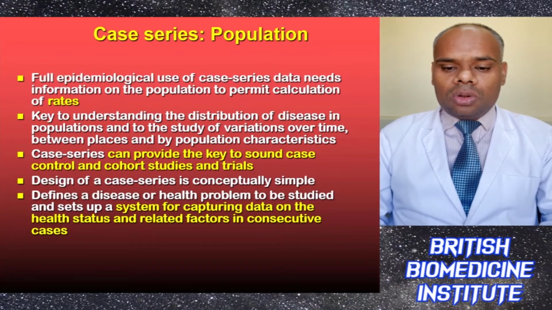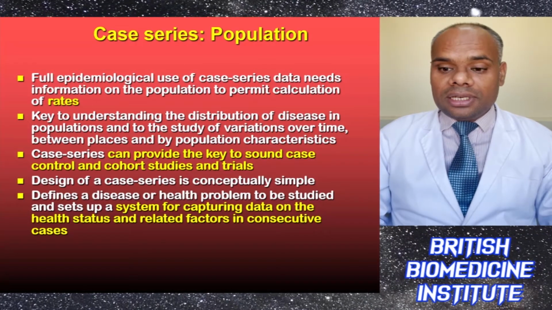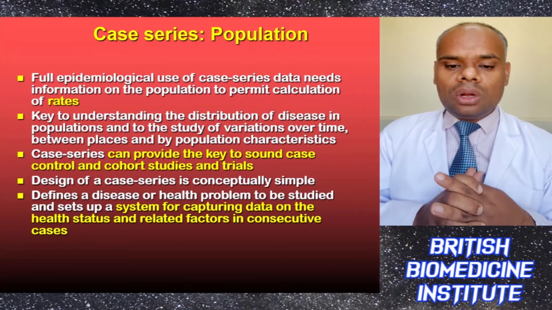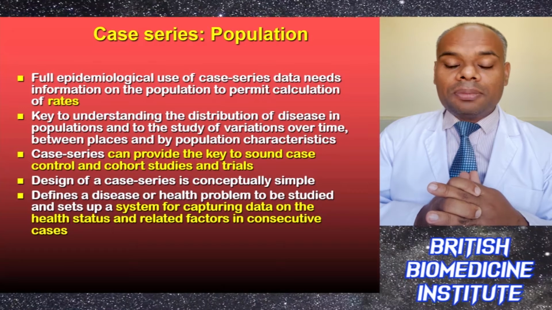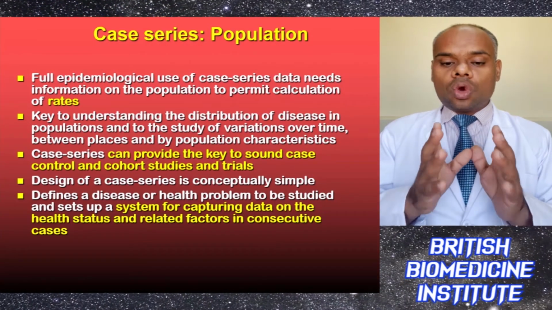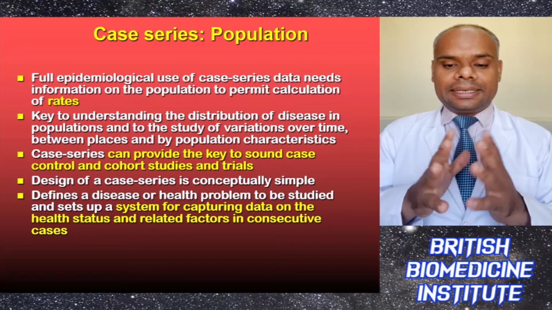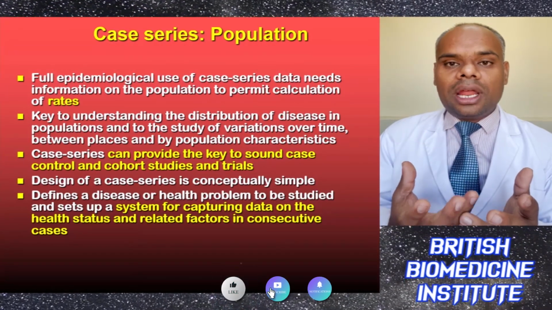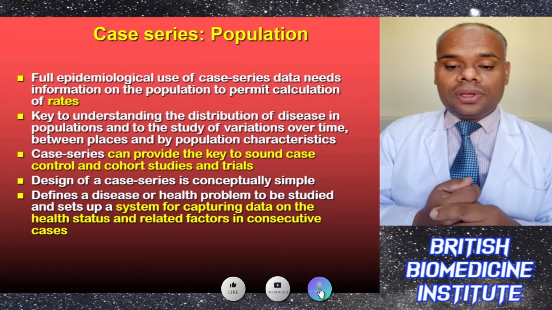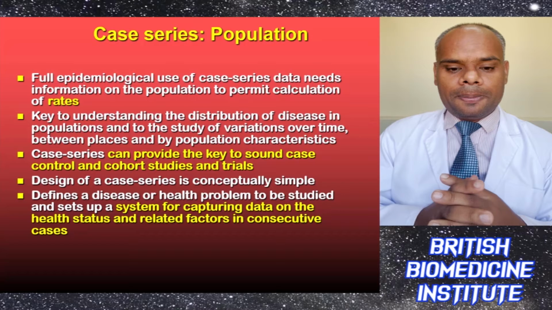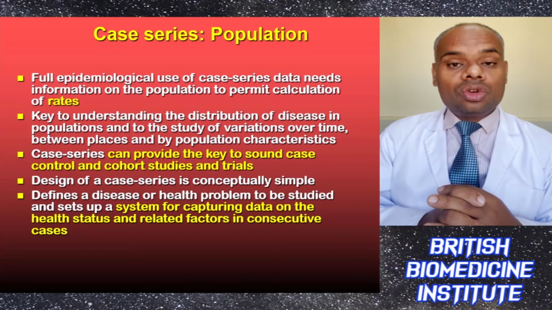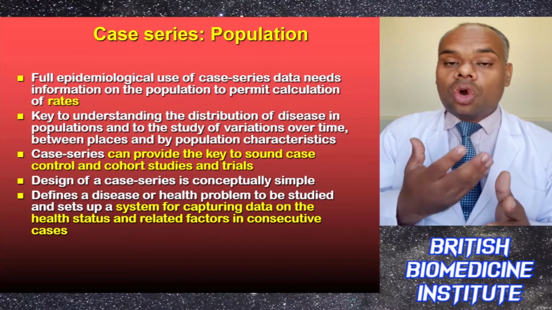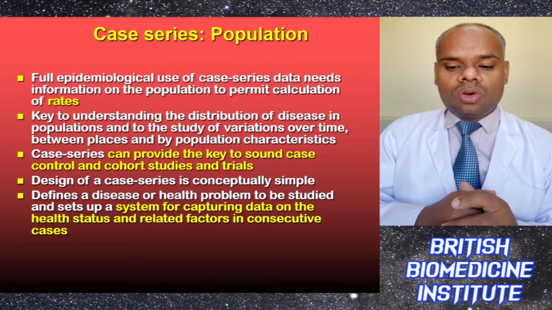For full epidemiological use of case series data, we need information on the population in order to permit calculation of rates. This is the key to understanding the distribution of disease in the population and to the study of variations over time, between places, and by the population's characteristics. Case series can provide the key to sound case control and cohort studies and trials. The design of a case series is conceptually simple: we define the disease or health problem which we will be studying, and we set up a system for capturing data on health status or related factors on consecutive cases.